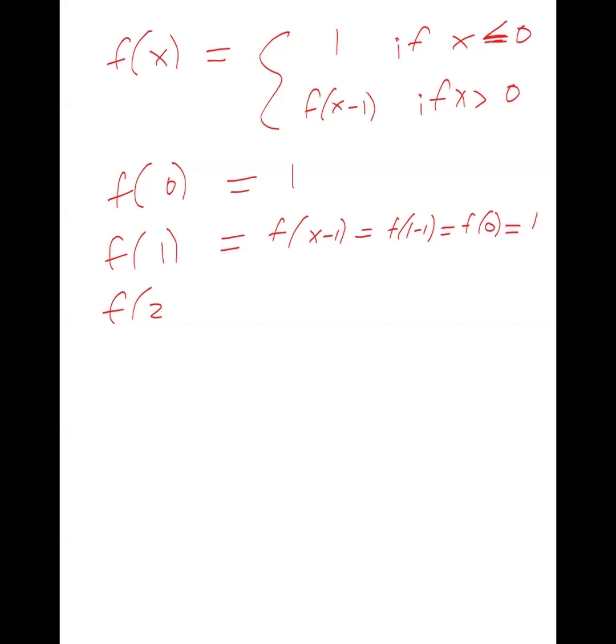So what's f of 2? Well, yes, that's correct. But first of all, what is f of 2 if I plug it into the function? f of 2 is f of x minus 1, which is f of 1. And f of 1 is f of 0. What is f of 0? 1. Right. So now let's do something slightly more complicated.